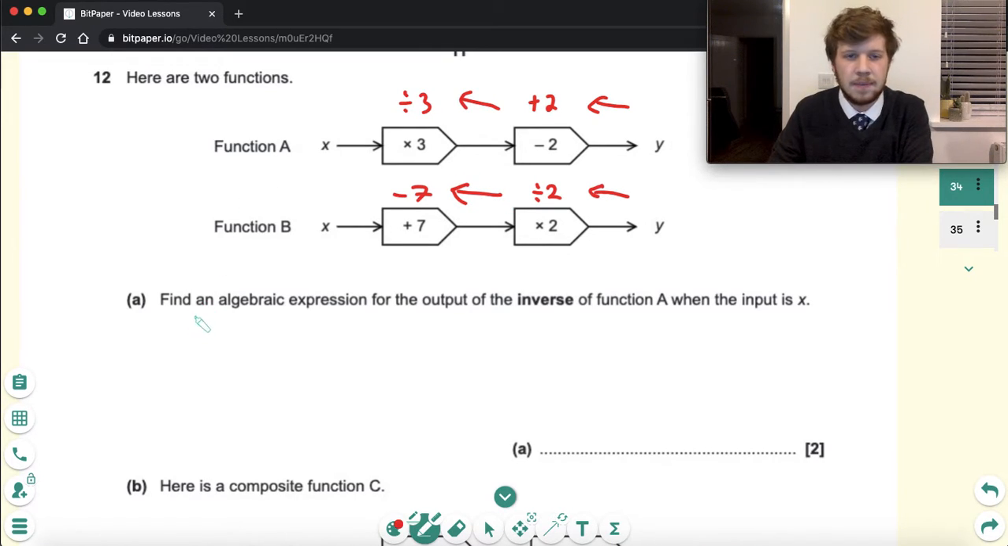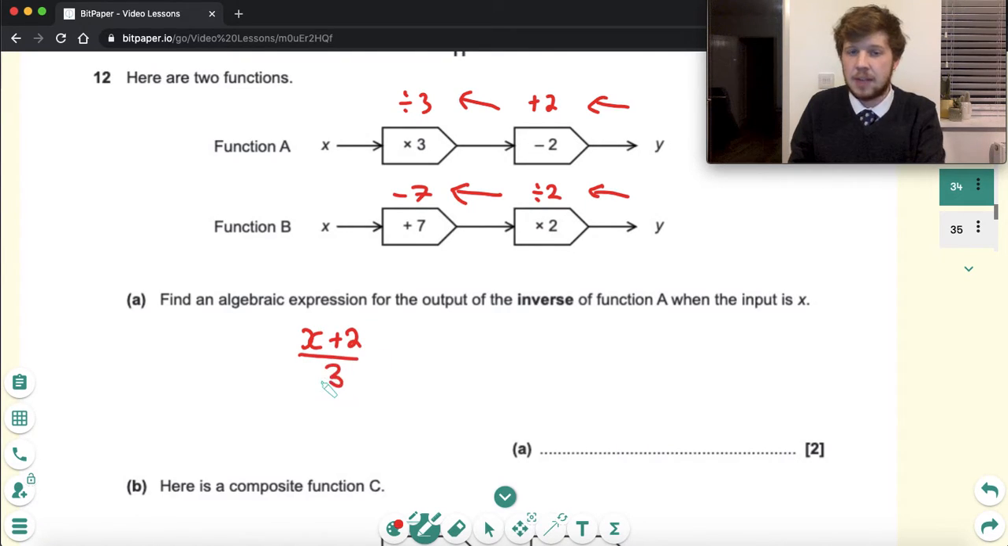So, question A. Find an algebraic expression for the output of the inverse of function A when the input is x. So the inverse function is going to be looking backwards, so this is why I do this thing in red. And if my input is x, I will be adding 2 and then dividing by 3. So at x, I add 2 and then I divide by 3.